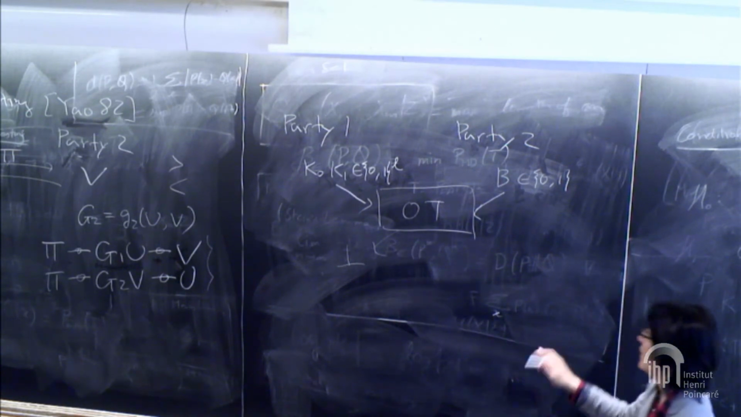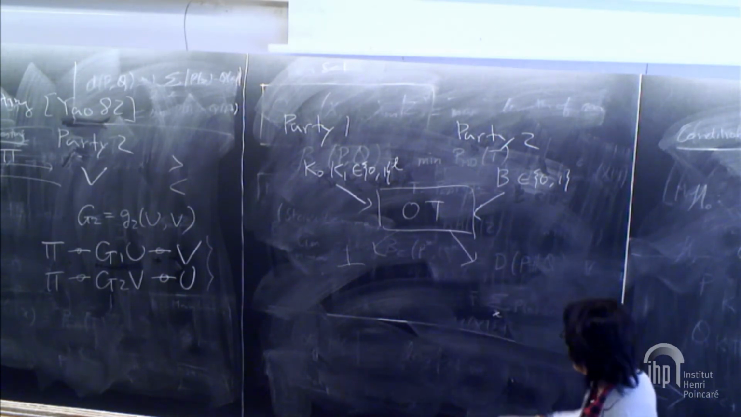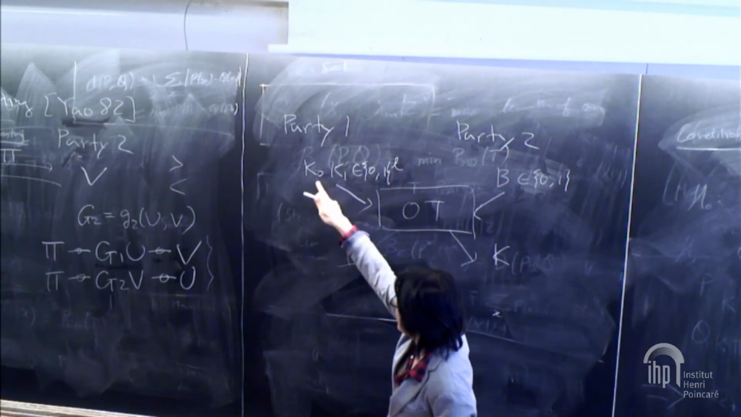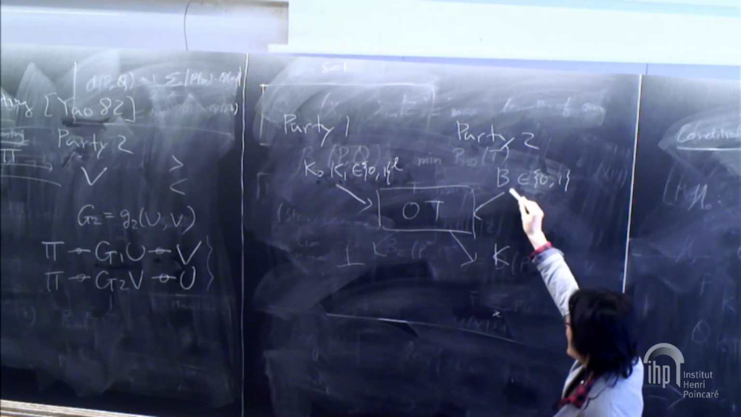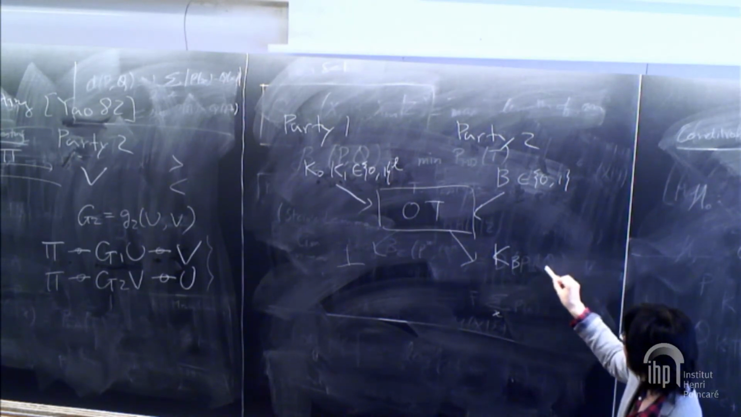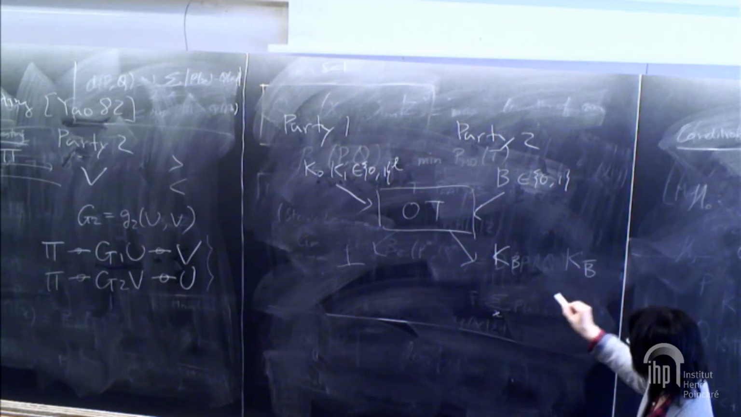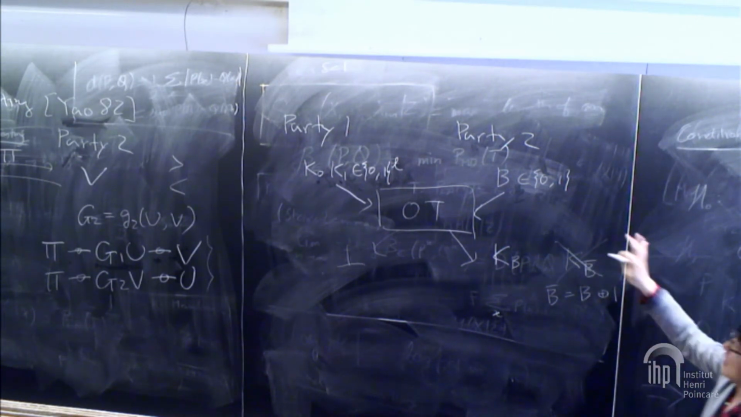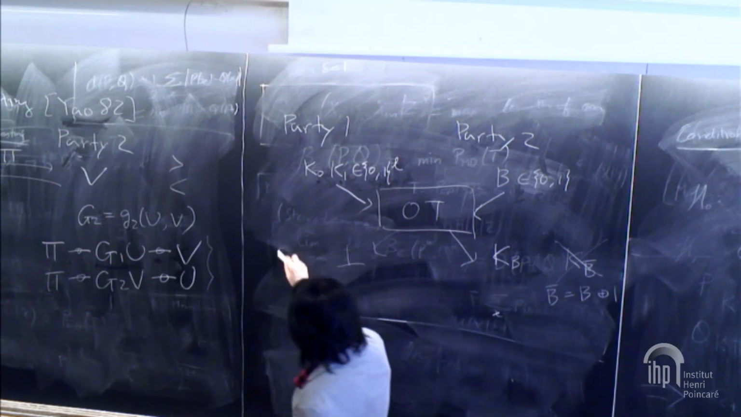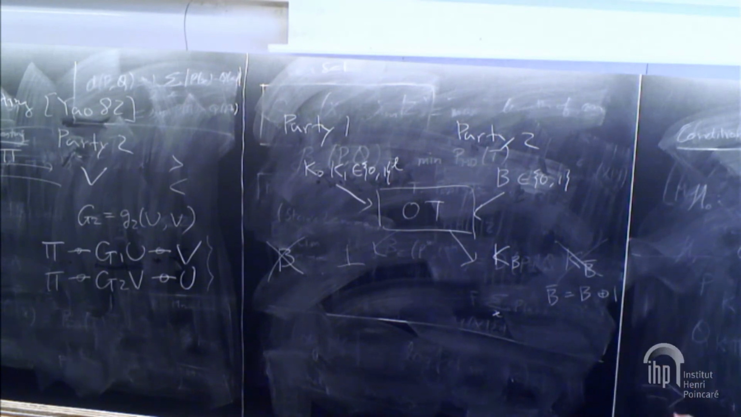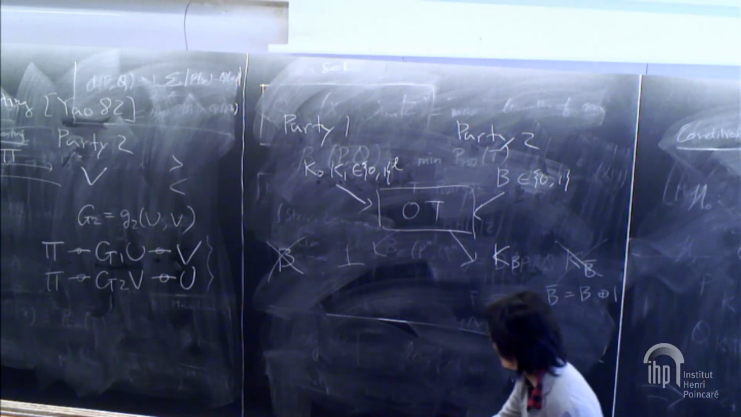And the output of the second party is one of these sequences that is specified by the input of the second party, so K of B. And this K of B complement should be kept secret from the second party. And this B should also be kept secret from the first party. So this is the oblivious transfer function.